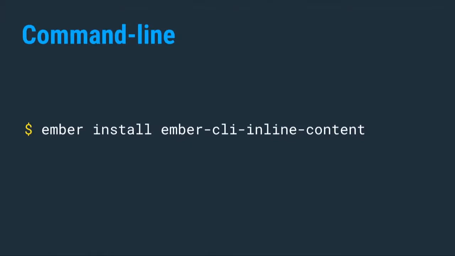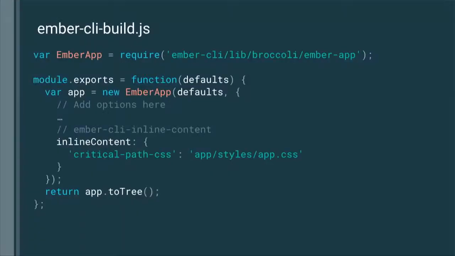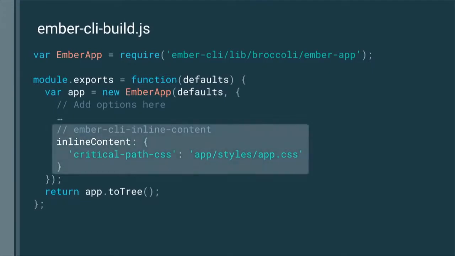So we install an add-on called Ember CLI inline content. We configure that inside of our Ember CLI build. Basically, for this application, it's not got a lot of styles, so I don't really need to do anything special to get my critical path CSS. I'm just going to inline the entire style sheet inside of my document head.